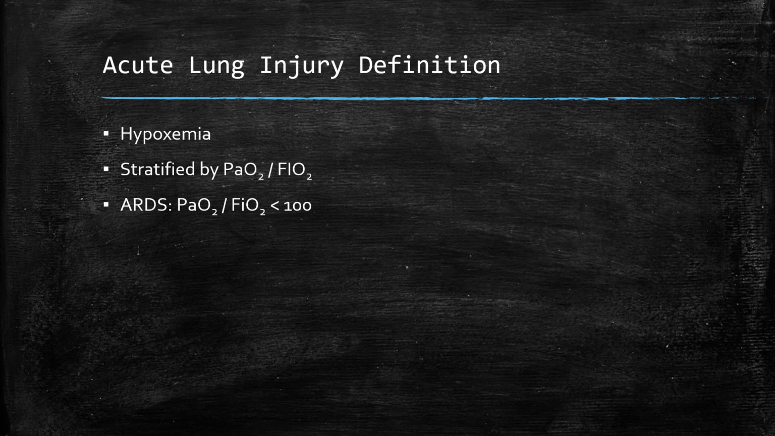Acute lung injury in MODS is manifested by hypoxemia. To further stratify the degree of lung injury, the arterial oxygen pressure can be divided by the fraction of inspired oxygen that the patient is receiving. If this ratio is less than 100, then this patient has the most severe form of acute lung injury, which we call ARDS, or acute respiratory distress syndrome.